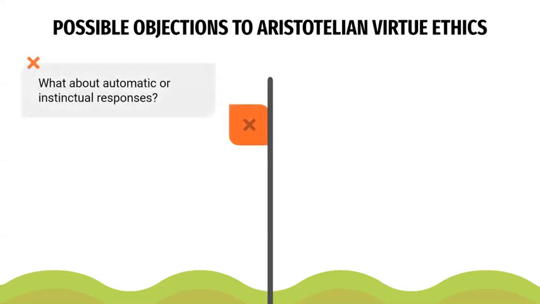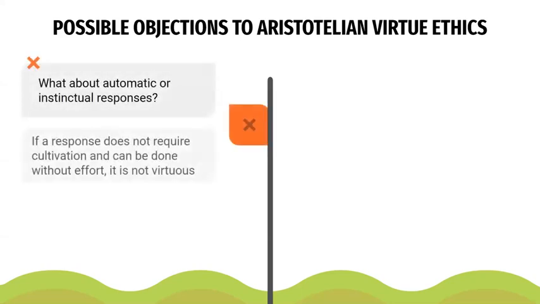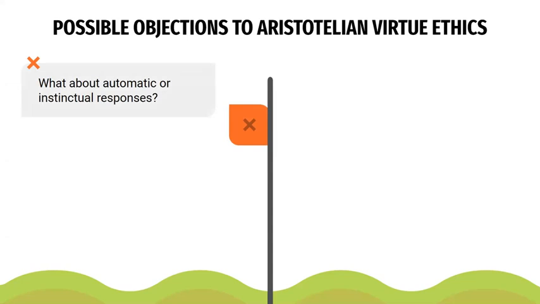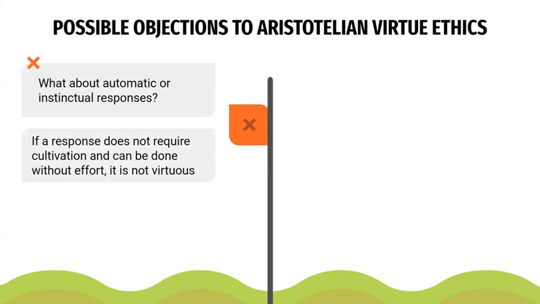So, objections to Aristotelian virtue ethics. One is, what about automatic or instinctual responses? Some people might say, look, there are just some people who are naturally virtuous. Aristotle doesn't really seem to agree with that. He thinks that virtue has to be developed. People might have more natural dispositions to act a certain way, but Aristotle doesn't think that there are automatic or instinctual virtuous people. So that could be one way to object to Aristotle's characterization.